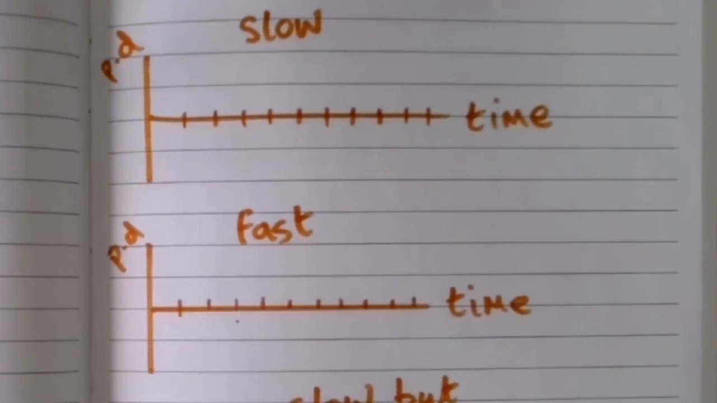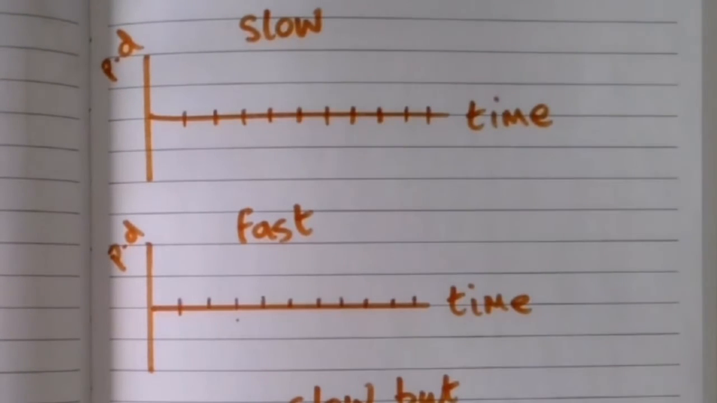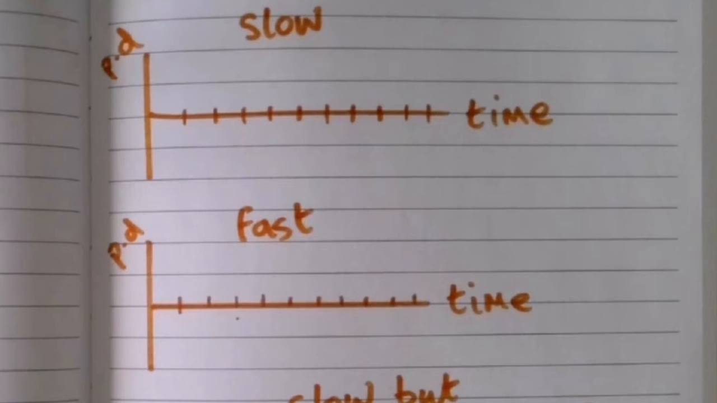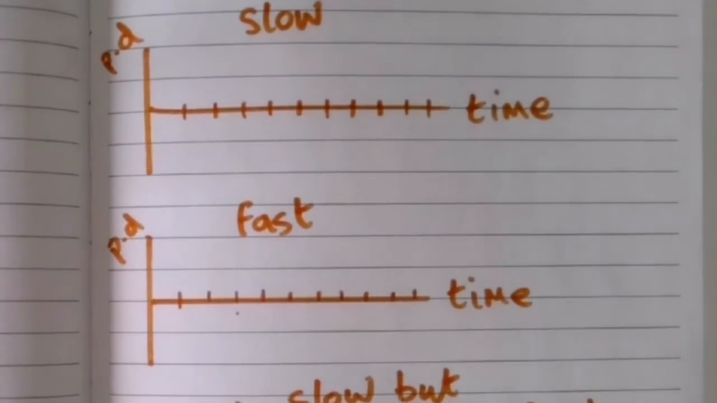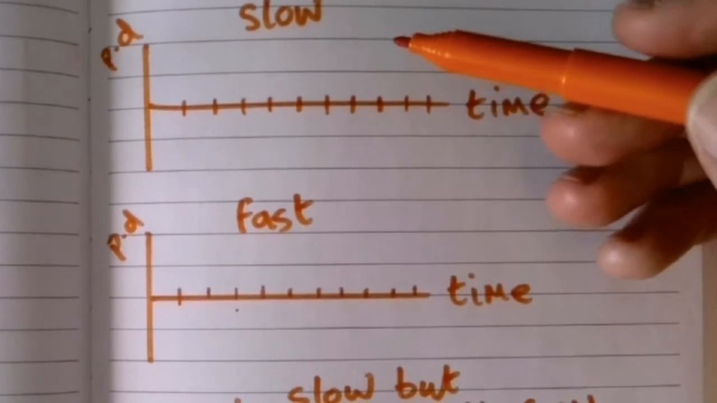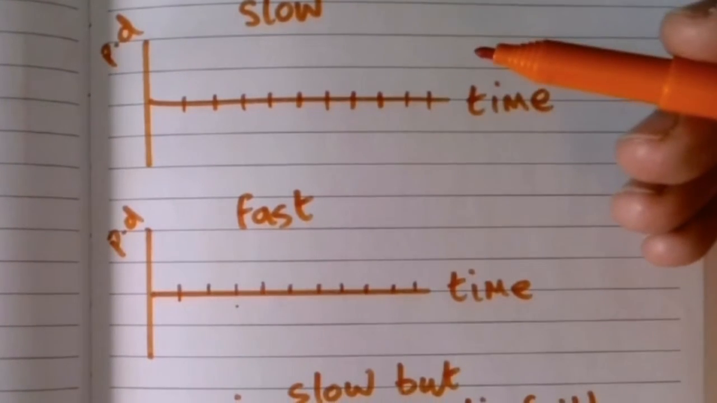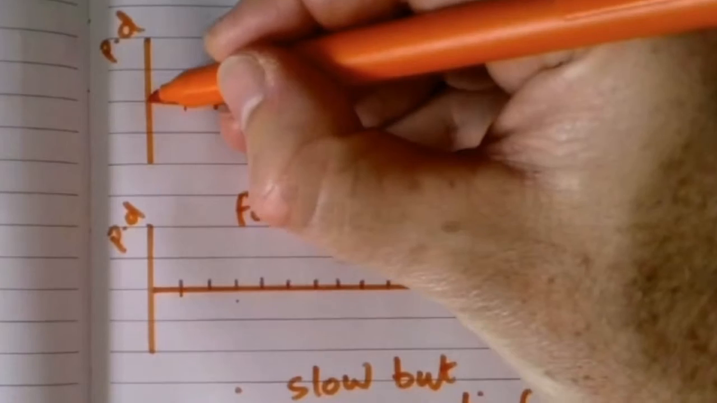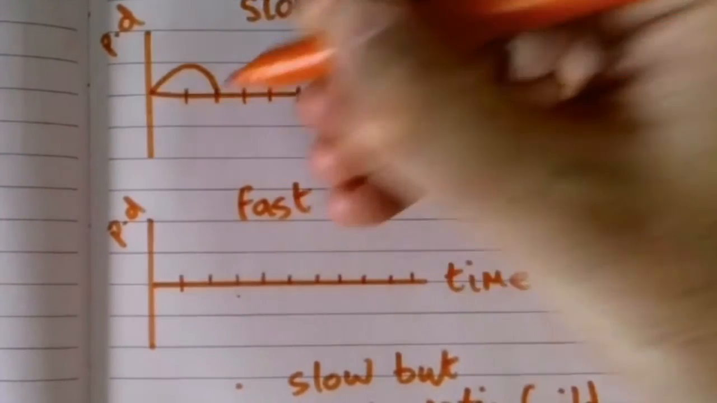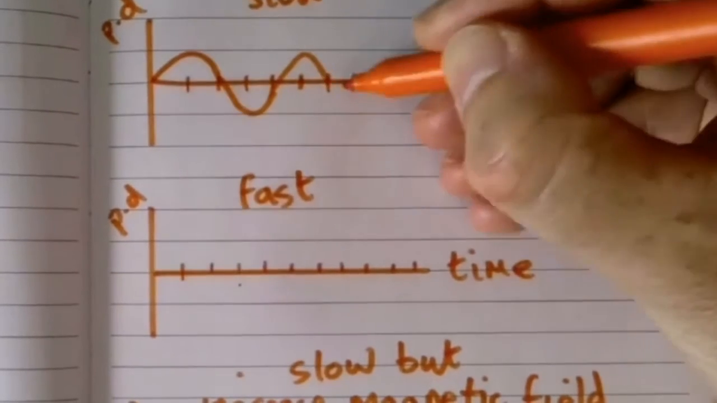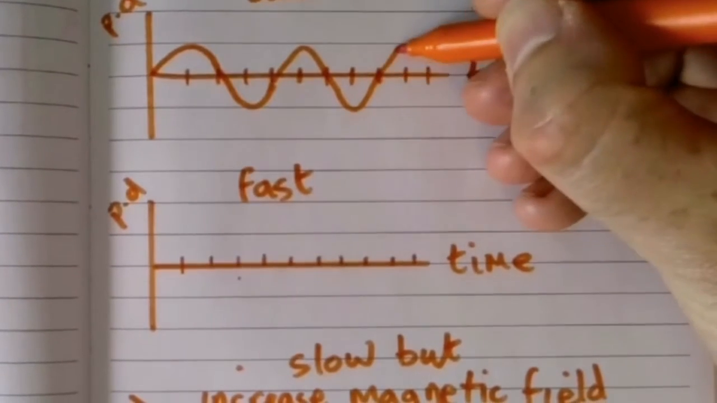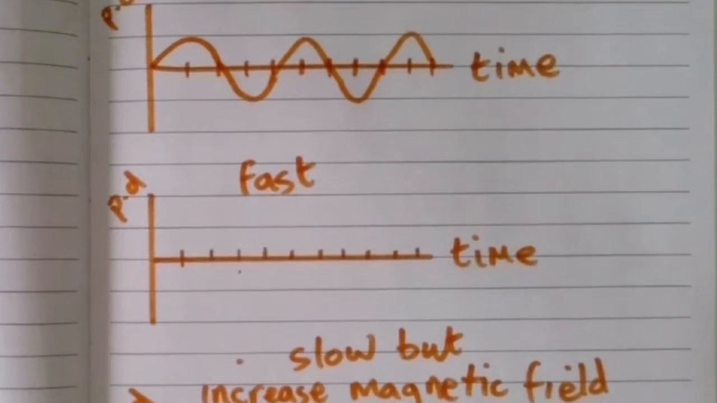Okay, so how does the voltage change on an oscilloscope display depending on how fast the alternator is turning? So let's say it's going slowly to start off with. If it's going slowly, then it might look something like this. So it is going up and down, alternating, and it's looking something like that.